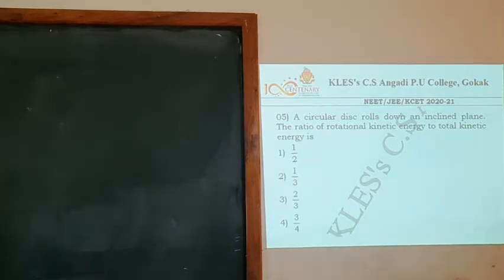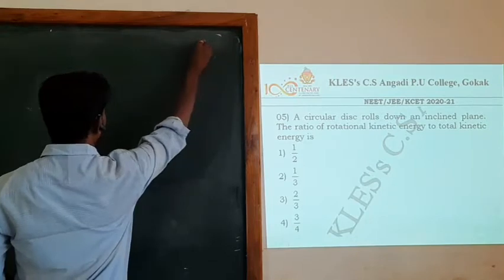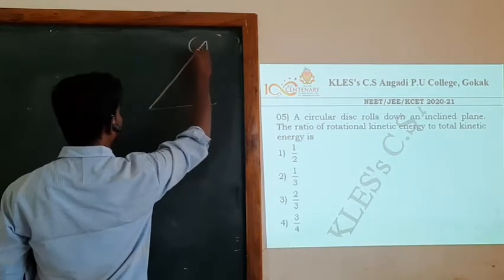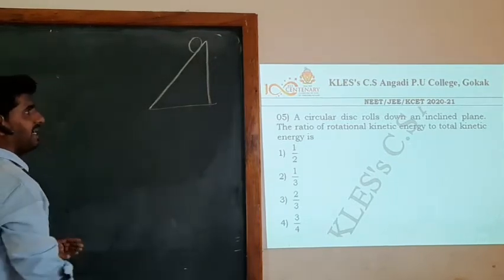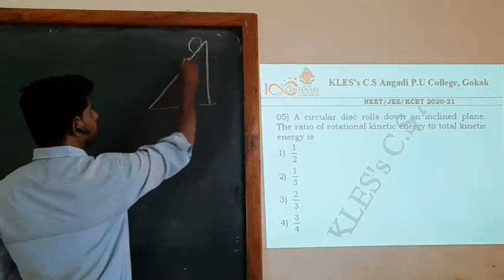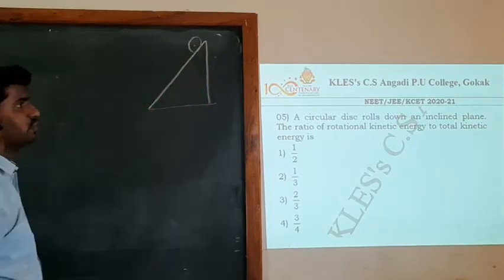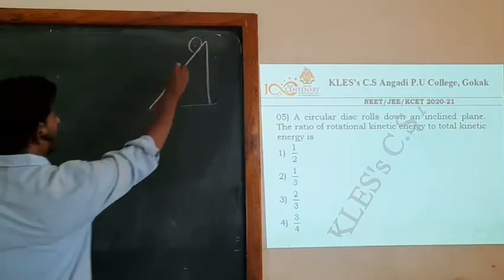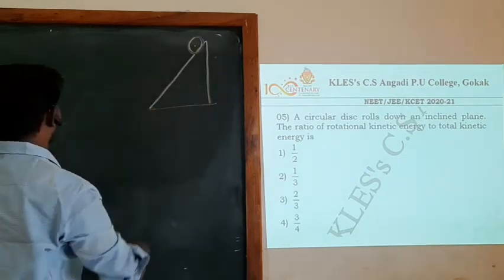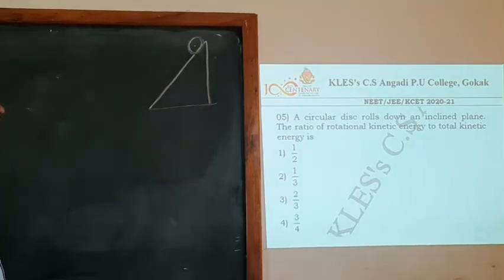The ratio of rotational kinetic energy to the total kinetic energy is... Okay, so there is an inclined plane and there is a circular disc, and it is rolling down along this inclined plane. While it is rolling down, it has two kinetic energies. One is the rotational kinetic energy. In addition to the rotation, it is covering the linear distance. That's why it also has linear kinetic energy.